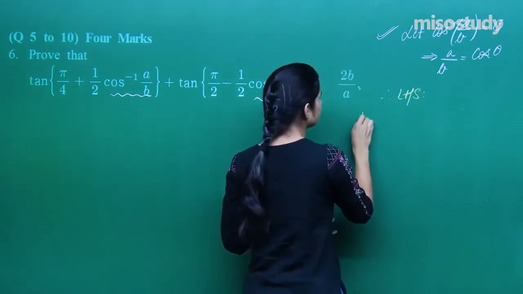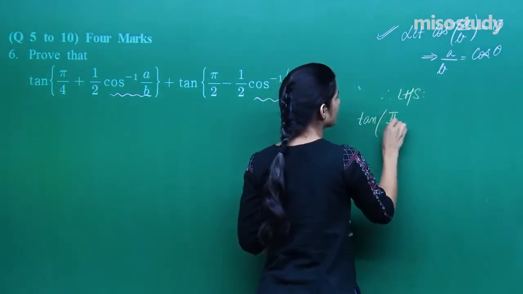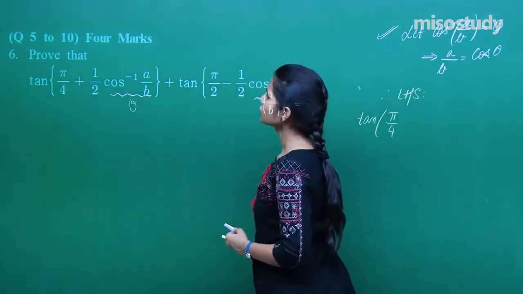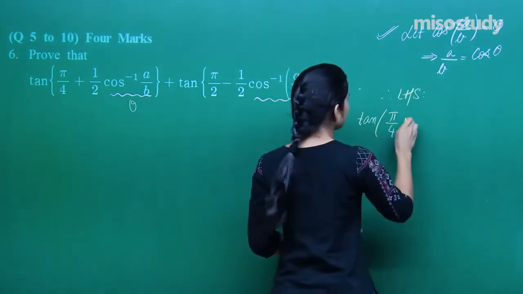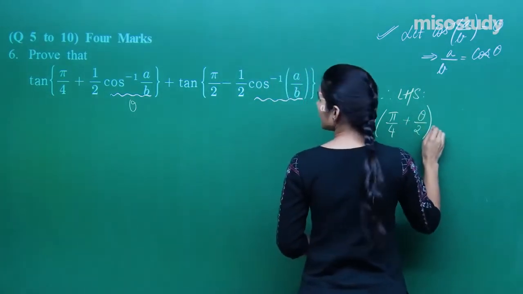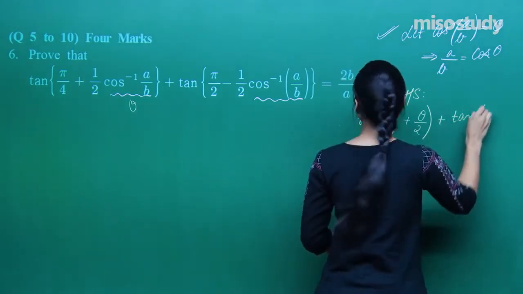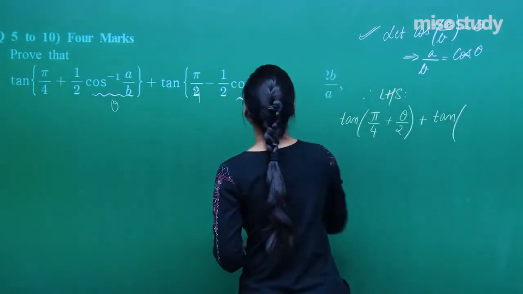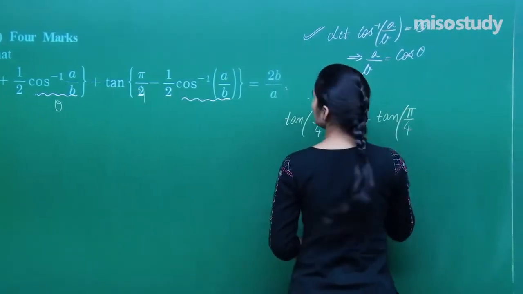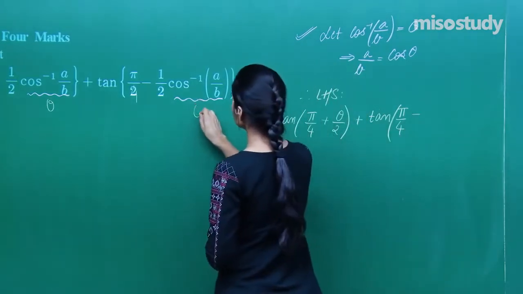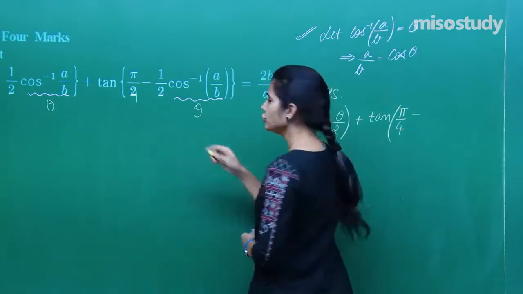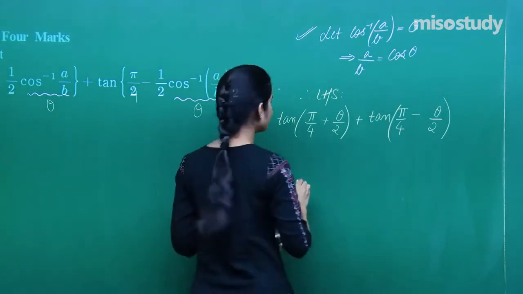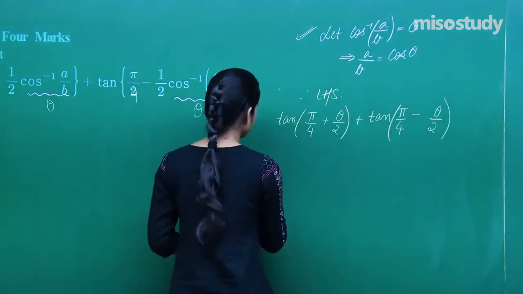LHS is tan of pi by 4 plus half of theta, because cos inverse of a by b is theta. So this is plus theta by 2. Then you have plus tan of pi by 4 itself, that's not pi by 2, it's pi by 4. Here it will be pi by 4 minus, now again this particular expression is equal to theta, so it will be theta by 2. Fine. This is what you have as your left hand side. You can see it's pretty simplified.